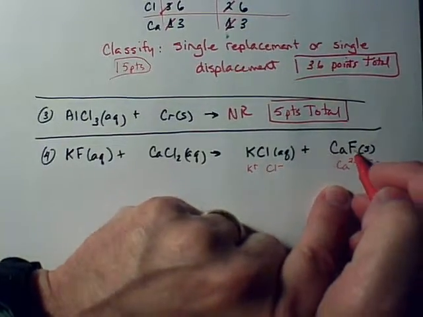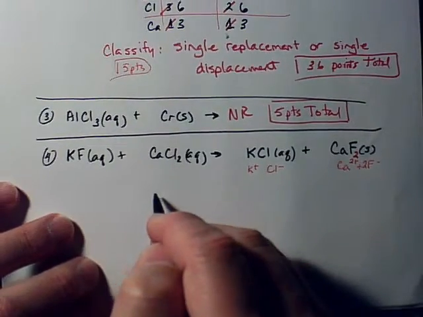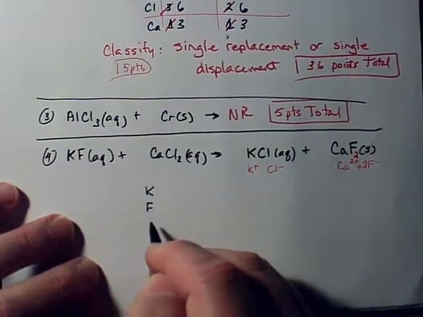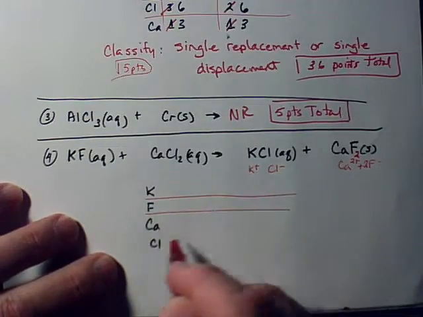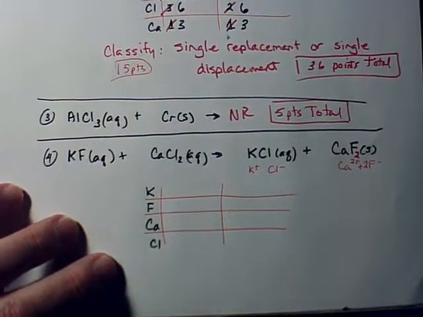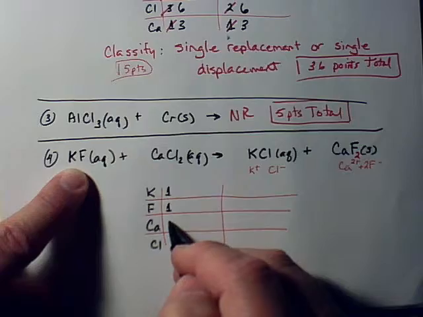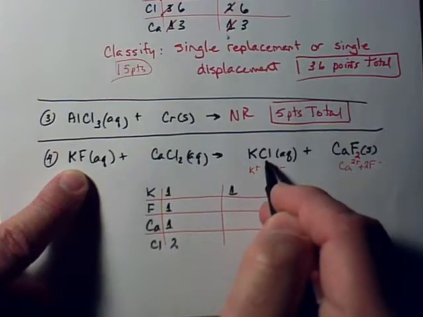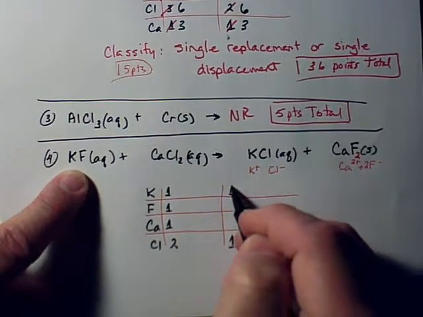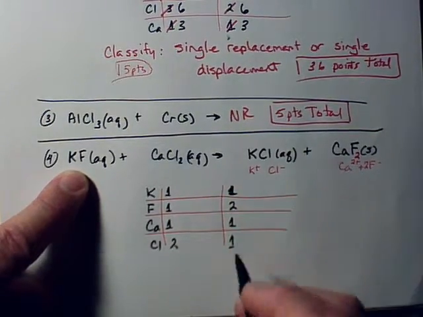So I'm going to put a subscript 2 here. Now that I've got the formulas balanced and I've identified that there is a driving force for this reaction to occur, I'm ready to balance the equation. So I'll list all the atoms we have, make our grid to keep up with the atom inventory, and count all the elements. 1 potassium, 1 fluorine, 1 calcium, 2 chlorides. On this side I've got 1 potassium, 1 chlorine, 1 calcium, and 2 fluorides.